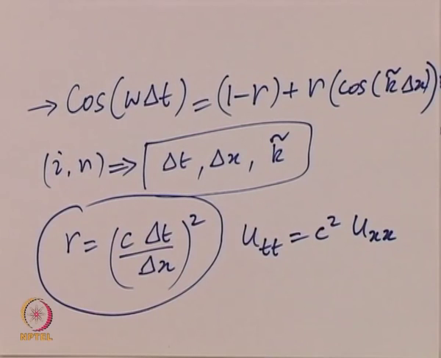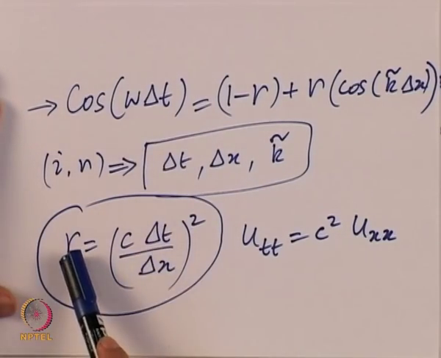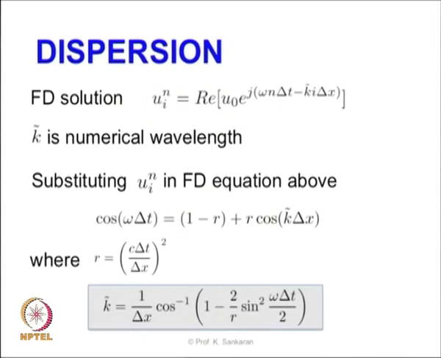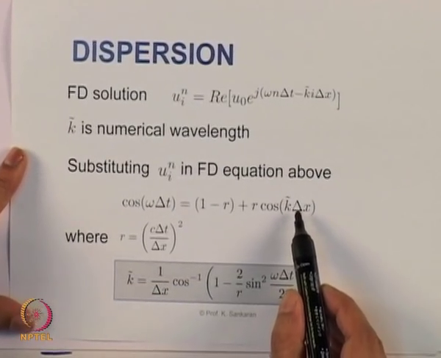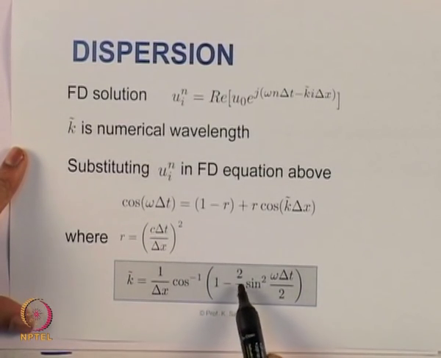So this expression is basically relating various things that are important for us. It relates the delta t, r, k tilde and delta x. So what you see in the slide is you get k tilde, which is equal to 1 by delta x, basically getting this 1 by delta x from this expression here, and cos inverse of 1 minus 2 by r sine square omega t by 2.